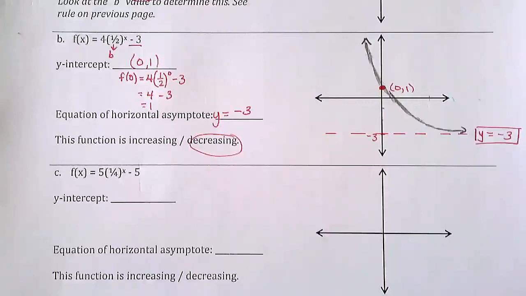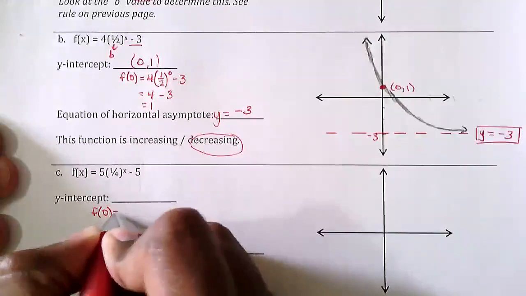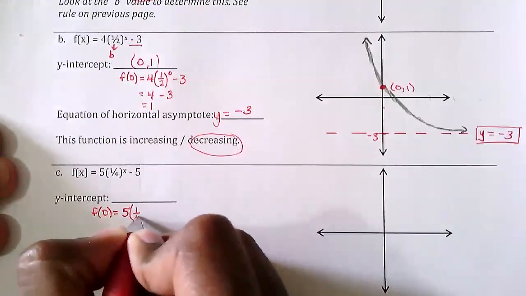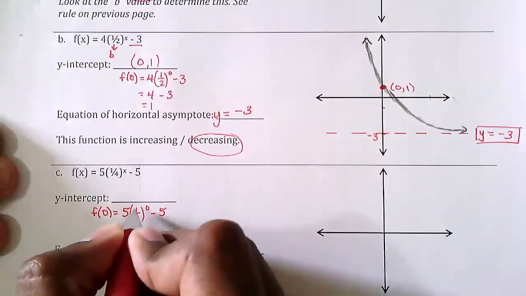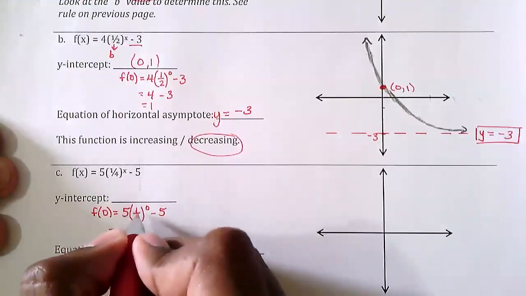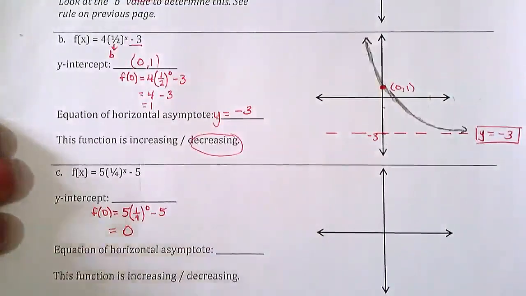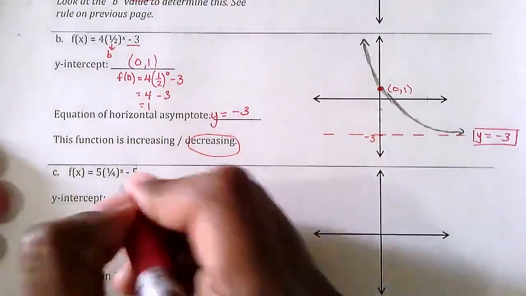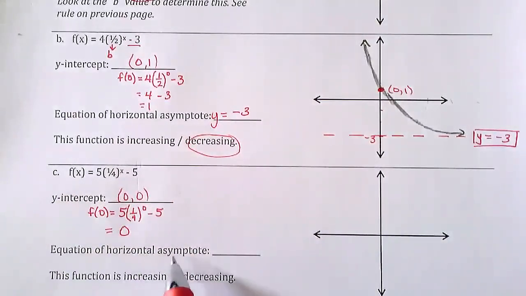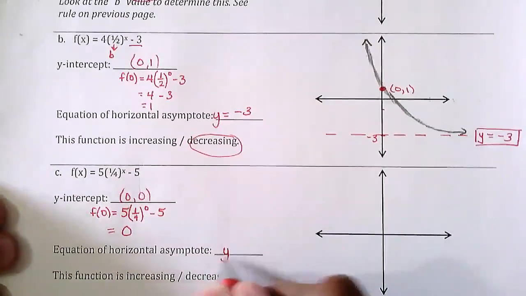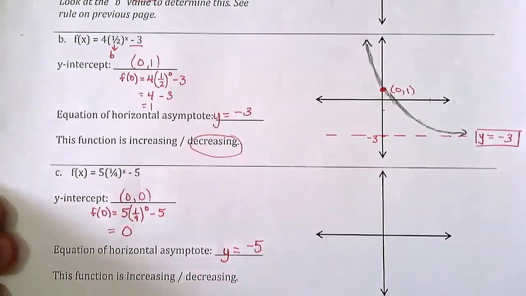Again, to find the y-intercept, let x equal 0. So f(0) is equal to 5 times a quarter to the power of 0, minus 5. A quarter to the power of 0 is 1. 5 times 1 is 5. Minus 5 is 0. Okay? So in this case, the y-intercept is (0, 0). Equation of the horizontal asymptote, again, y is equal to the c value, which is -5.